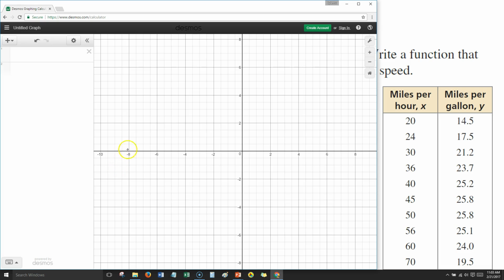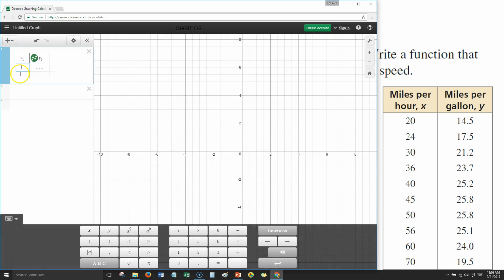So here's what we're going to do. We're going to go to desmos.com/calculator. And we're going to make a table by clicking there and then clicking on table. Then we're going to enter these x values.